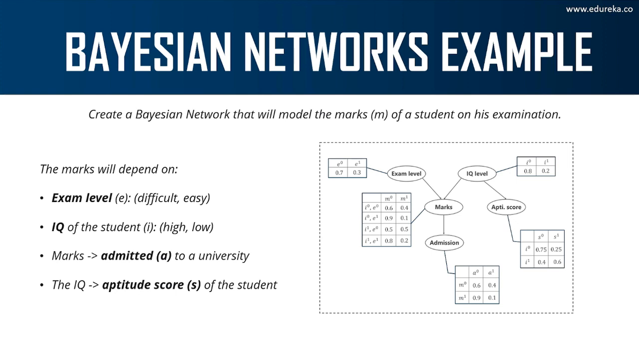Similarly, for aptitude score, you can see that the conditional probability table has a separate column for IQ. And for admissions, there is a separate column for marks. This is because there are links between these nodes. I hope all of you understood how you can represent a problem statement through a directed acyclic graph. That's the first step in building a Bayesian network.